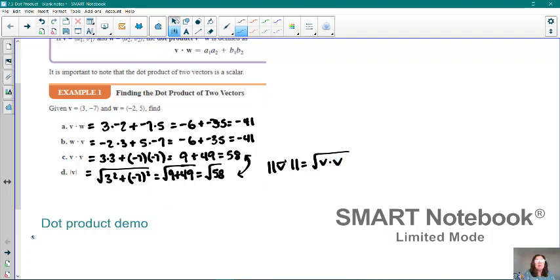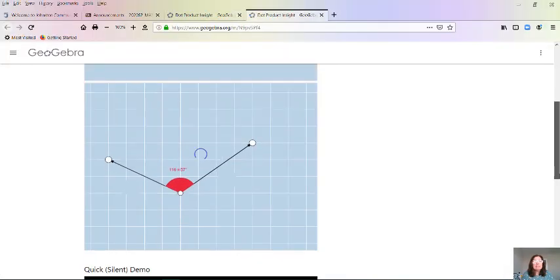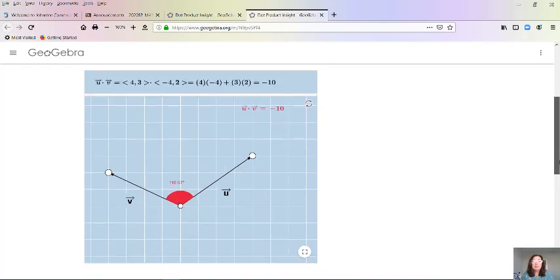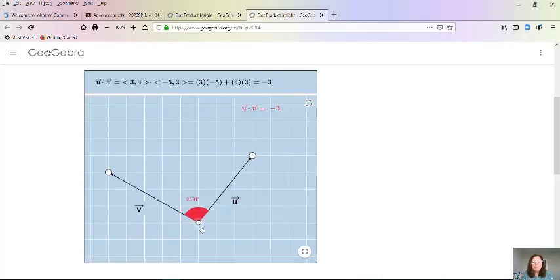I have a little dot product demo in GeoGebra that I thought it might be neat to take a look at. If you want to take a look at this and play around with it, I encourage you to do that. I can't emphasize enough the need to really get a hold of these geometrically so they make more sense in the more abstract algebraic sense. So in this applet, you can move the common vertex, the common initial point, around to make it so that your vectors both show up.